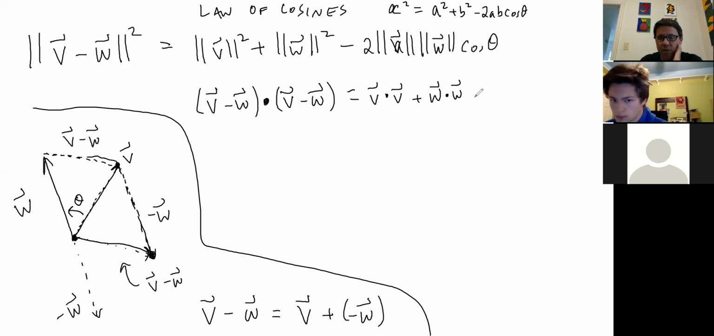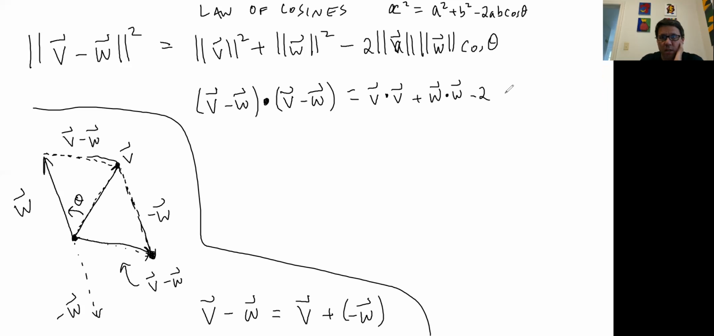And the last one I'm not actually going to change. It's going to be 2 times the length of V times the length of W times the cosine of the angle. So all I did there was take the law of cosines and replace all the lengths with their corresponding dot products, except for these last two. Now, what are we doing here?